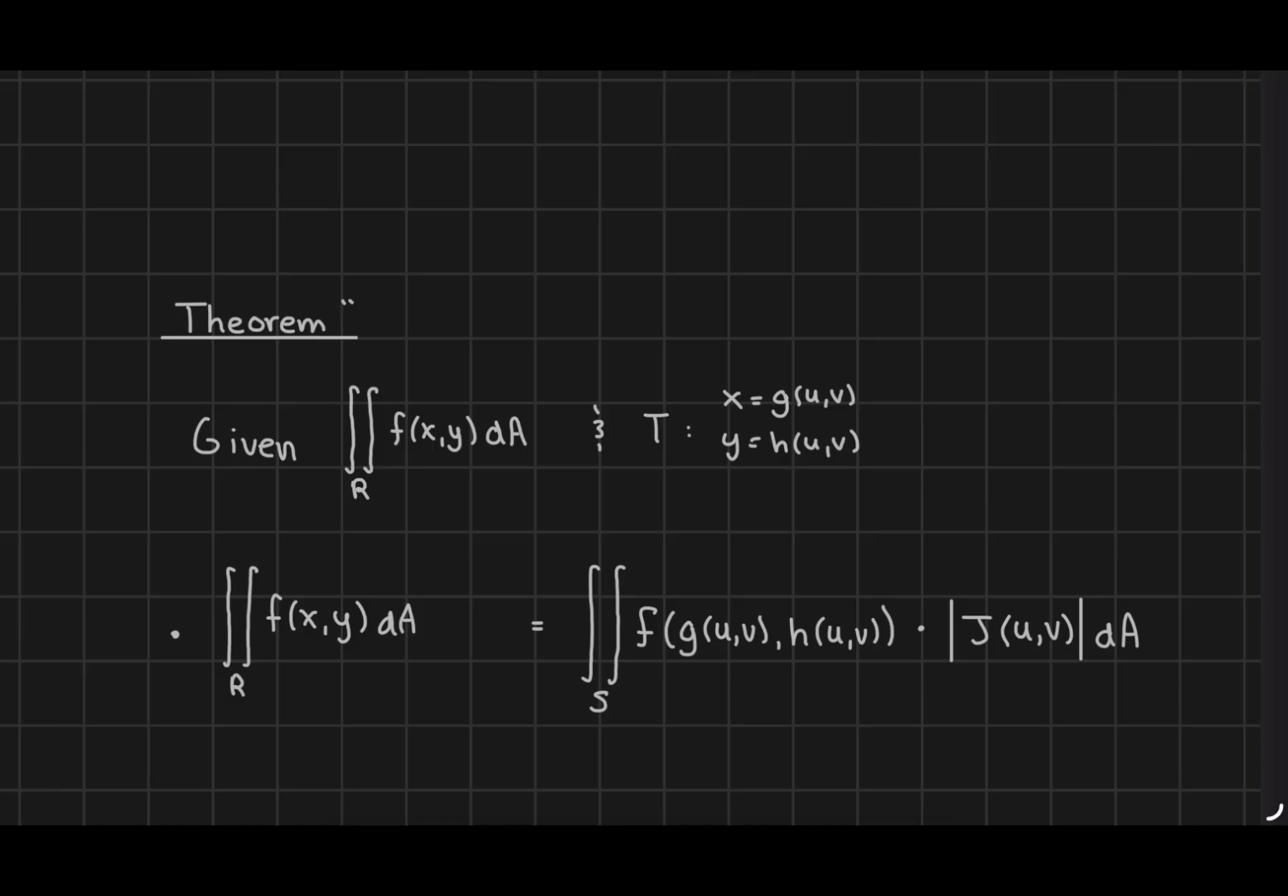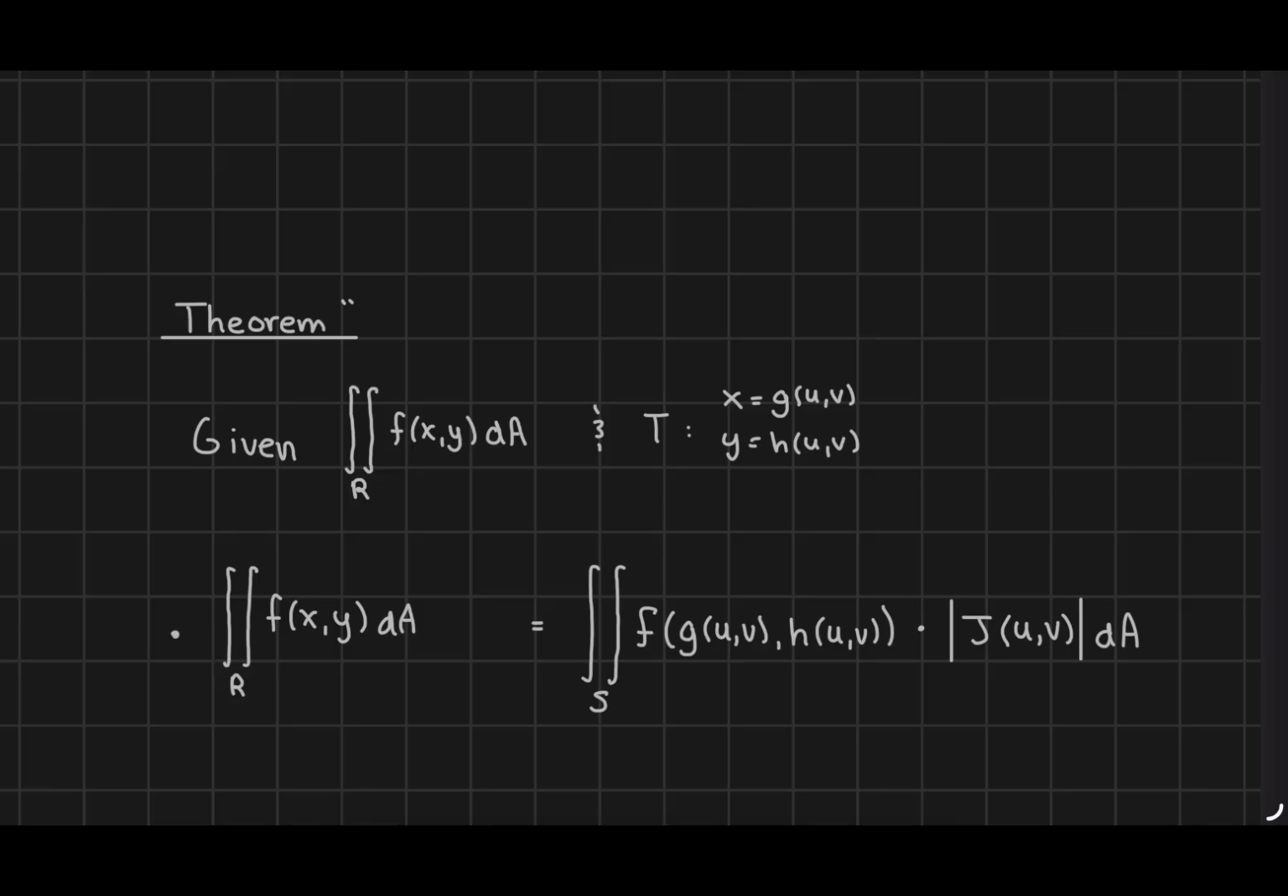So one more thing to say about this, to sum it up: we're going to have new bounds of integration, new limits of integration there. We're going to have a new integrand right here in terms of u and v. And then, like I said, this Jacobian is just going to be our absolute value of our scaling factor.